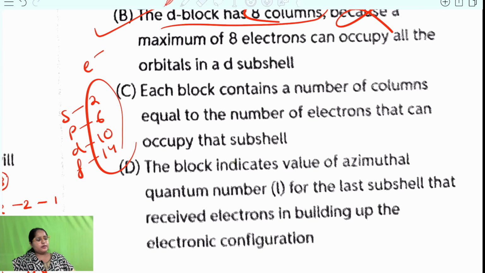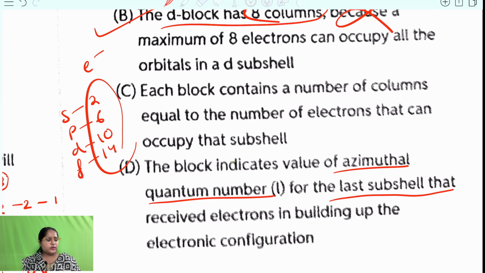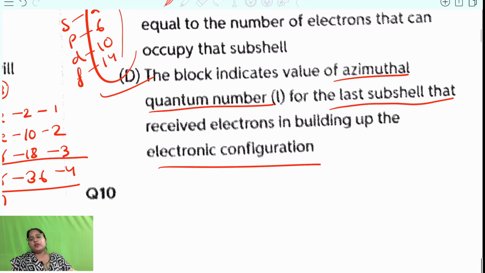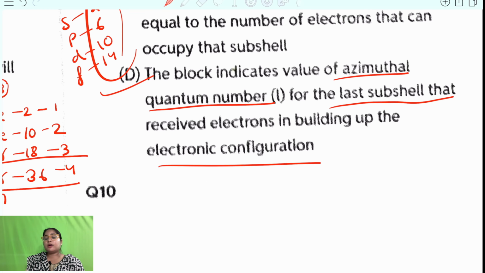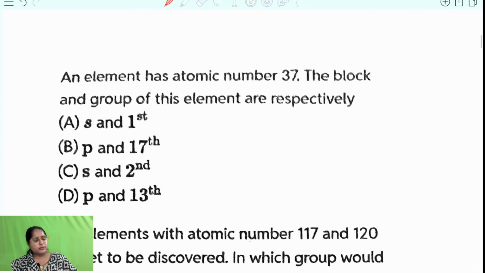The block indicates the value of the azimuthal quantum number l for the last subshell that receives an electron in building up the electronic configuration. This is also a right statement. So you just check the last subshell, and that last subshell's azimuthal value indicates the block. Clear? Now let us see question number 10.